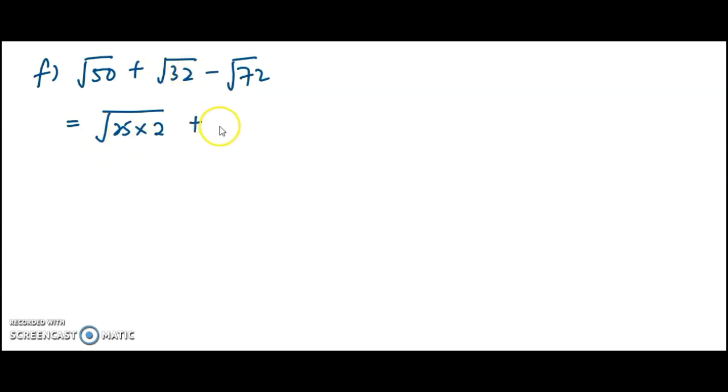For the second surd number, I got 32 inside my surd. So I would like to write 32 as 16 multiplied by 2. 16 multiplied by 2 equals 32. So surd of 16 later on can be written as 4. Alright, so we try to find this kind of number so that it is easy for us to simplify. And 72, we actually can write as 36 multiplied by 2. And surd of 36 later on can be written as 6.